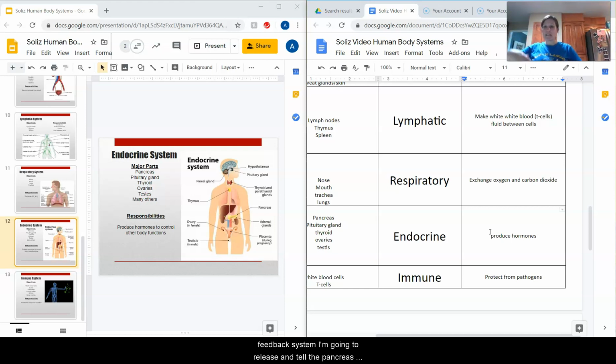I'm going to release and tell the pancreas to release insulin. All right, the second our blood sugar is regulated, now I need to turn that off. Don't release it anymore. That tells the pancreas, don't release insulin anymore. Our blood sugar is back to normal.